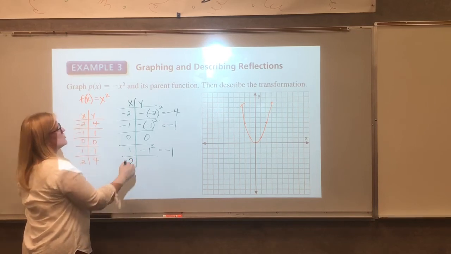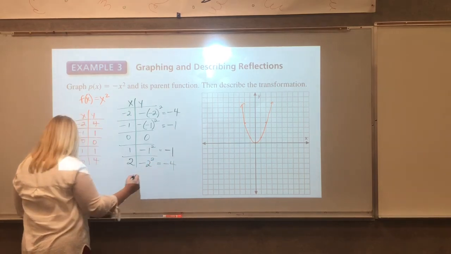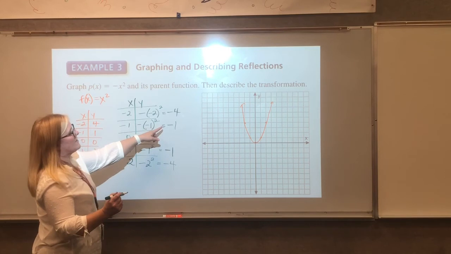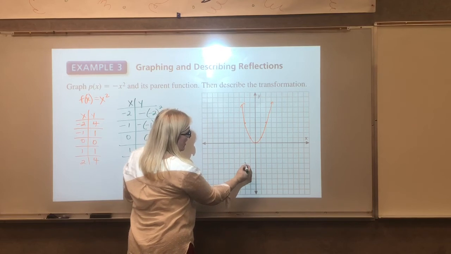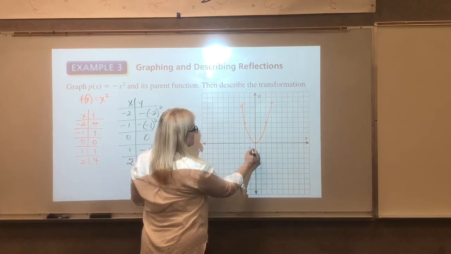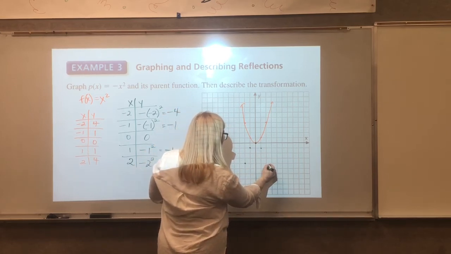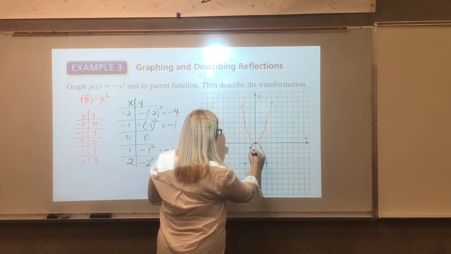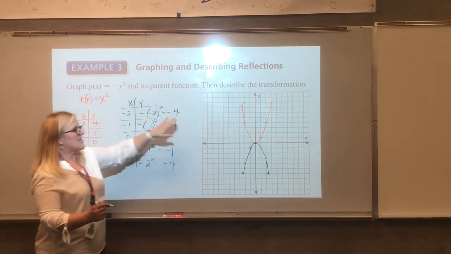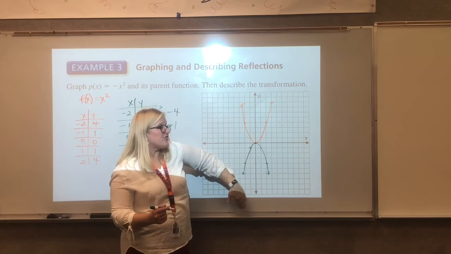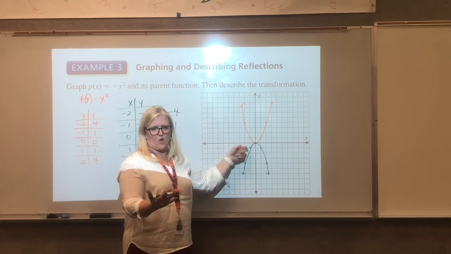Okay, and then 2, if I put 2 in there, I have -2 squared, and that equals -4. So when I come over here and I graph this, I have -2, -4. I have -1, -1, 0, 0, 1, -1, and 2, -4. Okay, so when we put a negative in front of there, it just took our parent function and reflected it over the x-axis. It kind of looks like our water, the surface of the water.